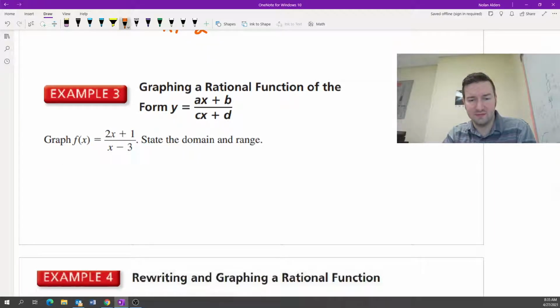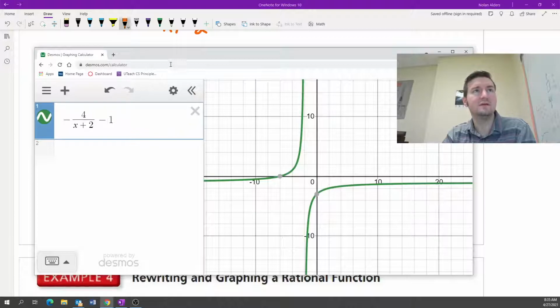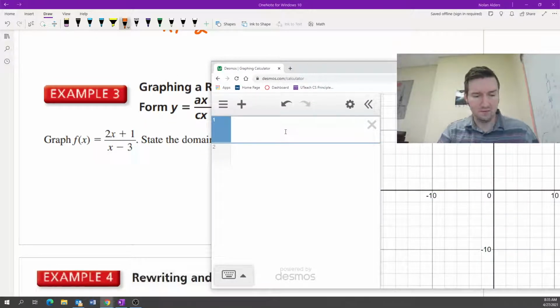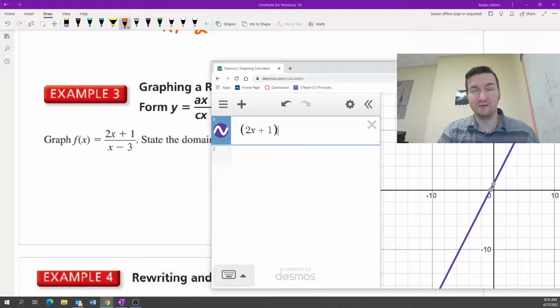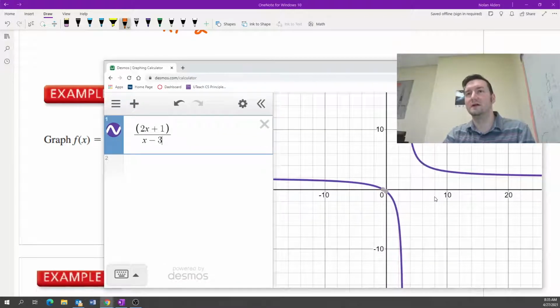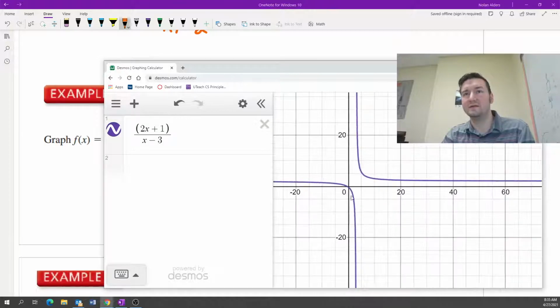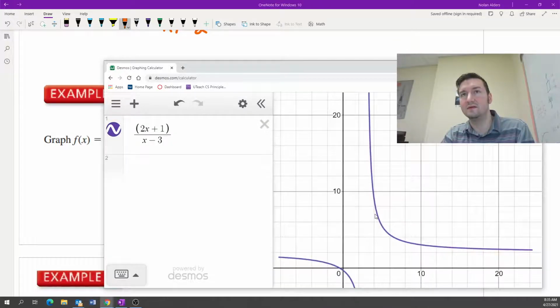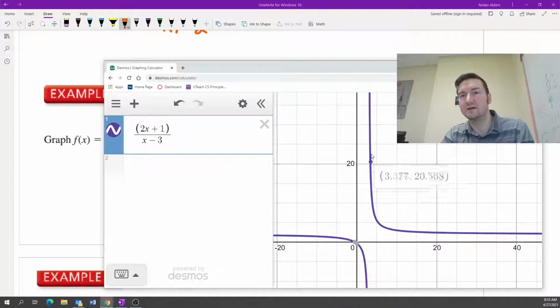So this is a similar rational function, and let's type this in and do the same thing here. So we have 2x plus 1 divided by, and actually we want to divide this whole thing, so let's put this in parentheses, divided by x minus 3. All right, and we're going to get kind of the same thing, where let's see what line it's approaching.